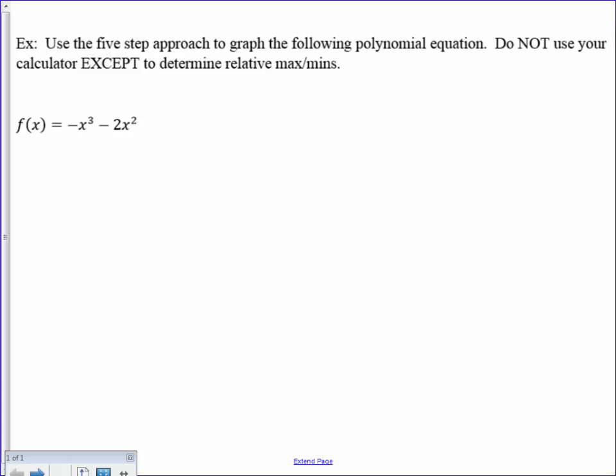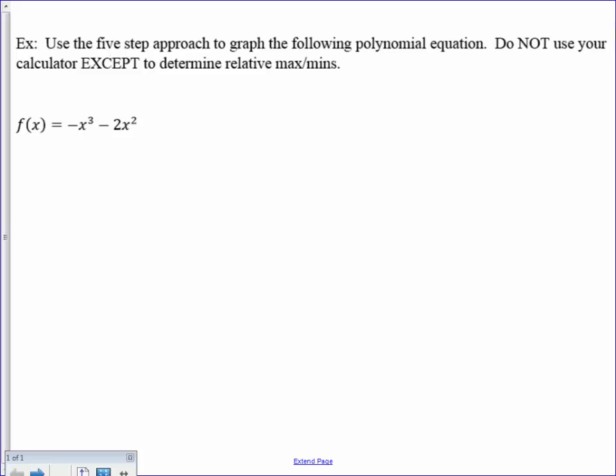In this example, we are instructed to use the 5-step approach to graph the following polynomial equation. I'm going to encourage you not to use your calculator except to determine the relative max or mins. So my very last step is going to be to go to the calculator to find those relative max or mins. As far as the 5-step approach, here are the steps that we are wanting to use.